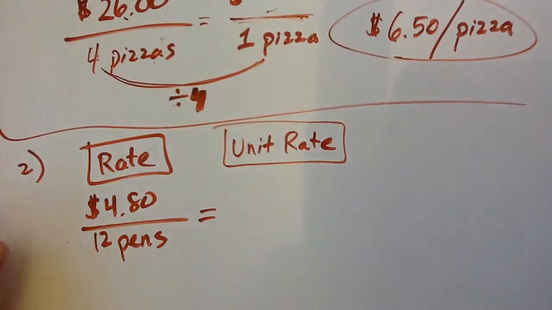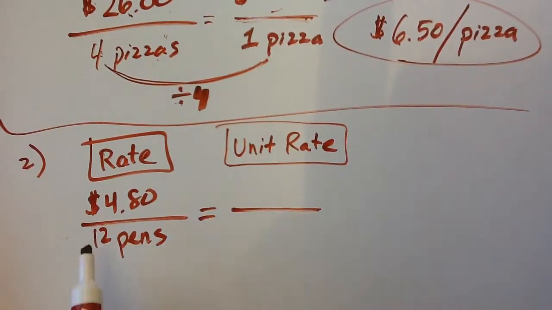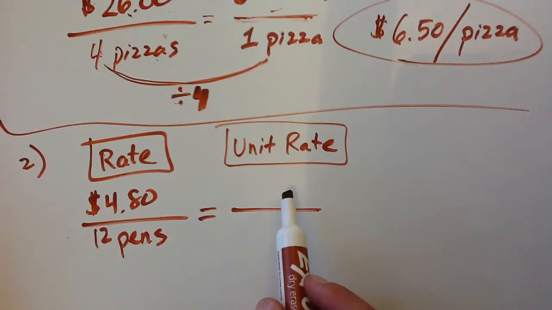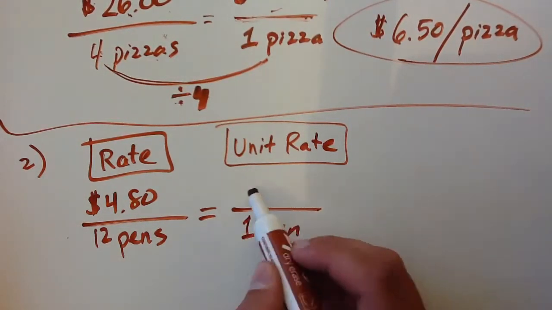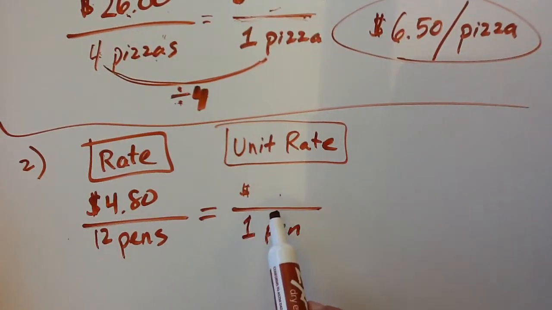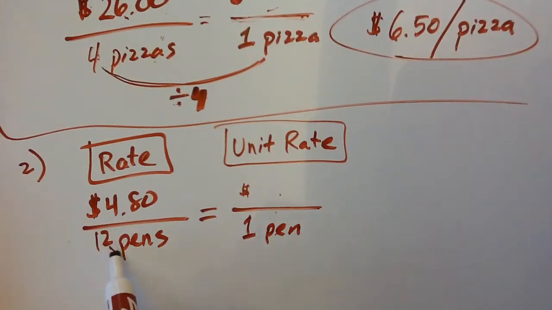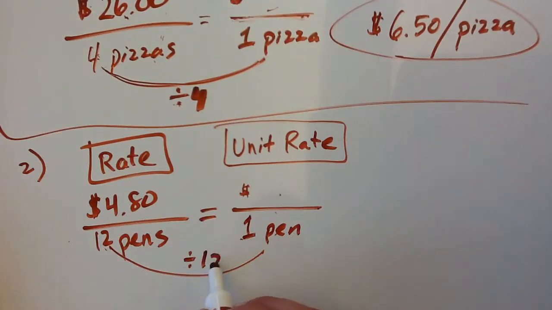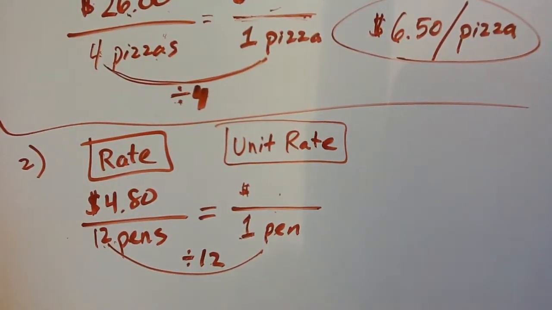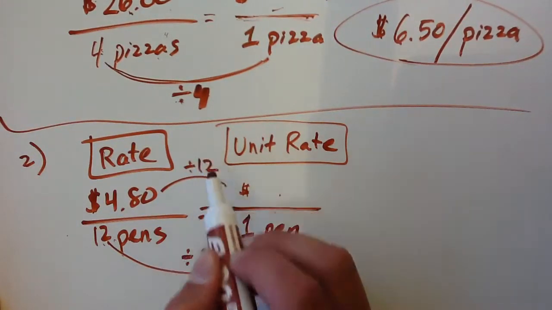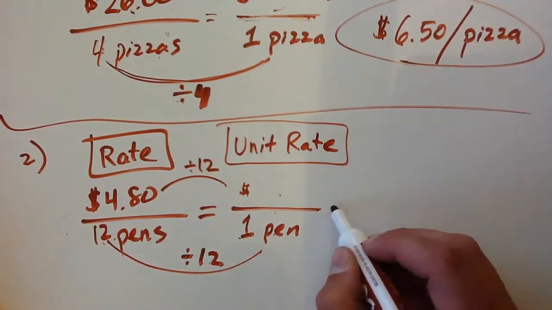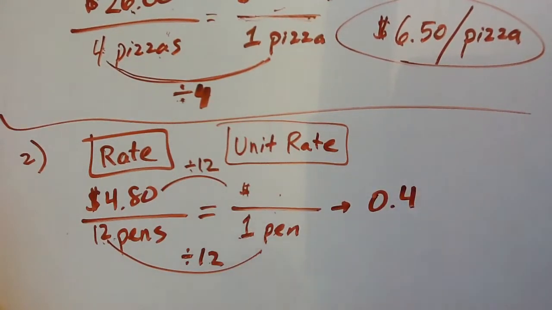And so set this rate equal to the unit rate. Again, we're comparing dollars to pens. And on the unit rate, we compare different units, and our denominator is 1. And so we want the amount of money we spend per 1 pen. Well, how did we get from 12 to 1? We divided by 12, right? 12 divided by 12 is 1. And if we divide by 12 in the bottom, we must also divide by 12 in the top. So $4.80 divided by 12, and if you put this in your calculator, you're going to get 0.4.